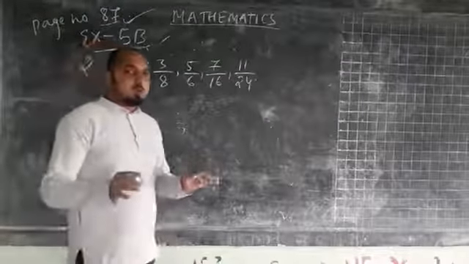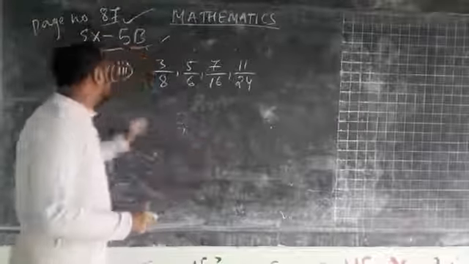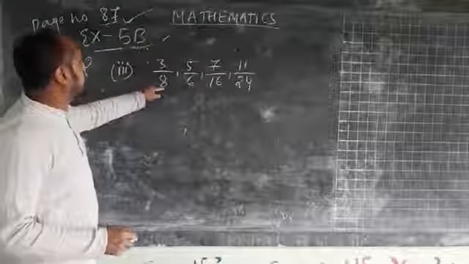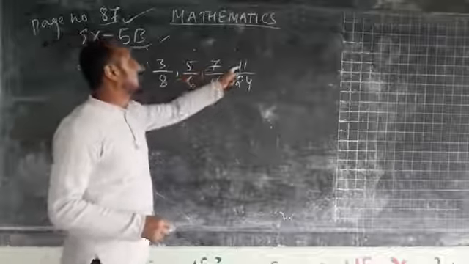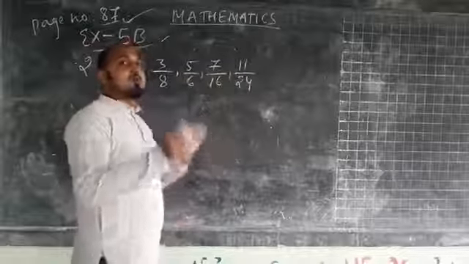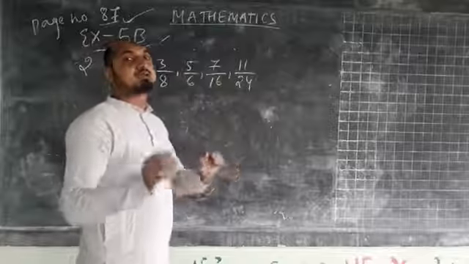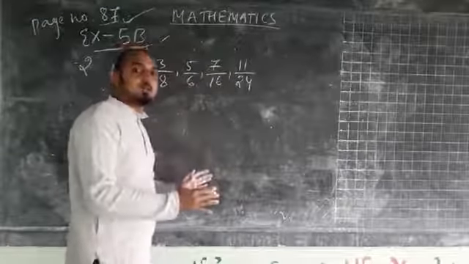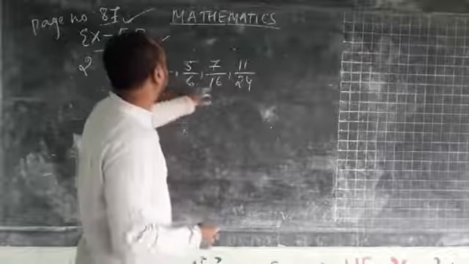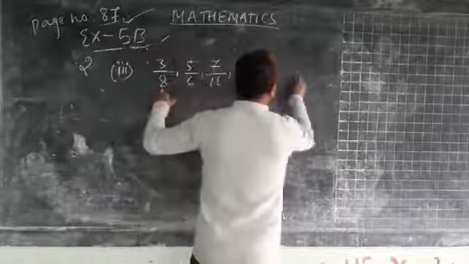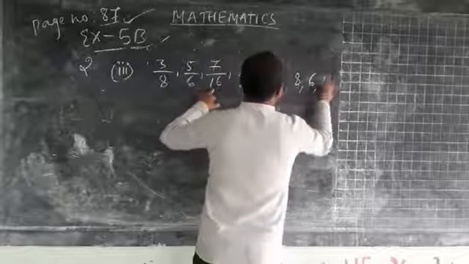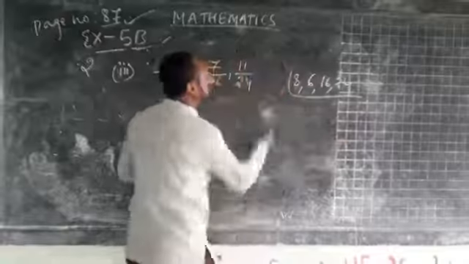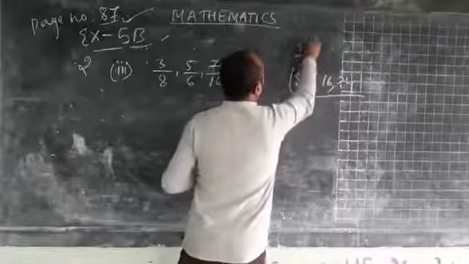Okay, just for your convenience, I am going to solve one more question from this question number 2. So solve part 3. Question is: given 3 by 8, 5 by 6, 7 by 16 and 11 by 24. So here also we have to arrange the given fractions in ascending order. In order to do that, we have to find the LCM of the given denominators. So here we have 8, 6, 16 and 24. So we have to take the LCM. So this is the first step.